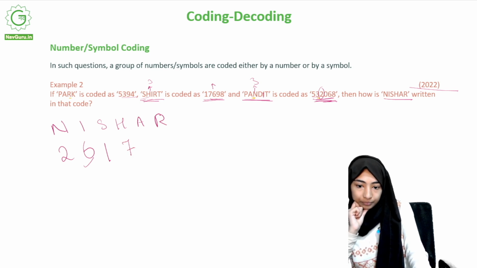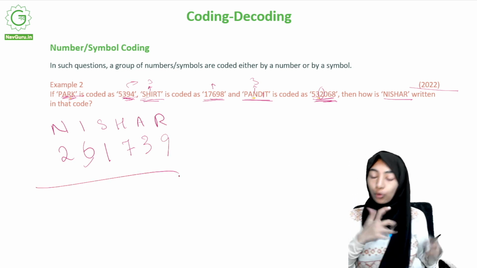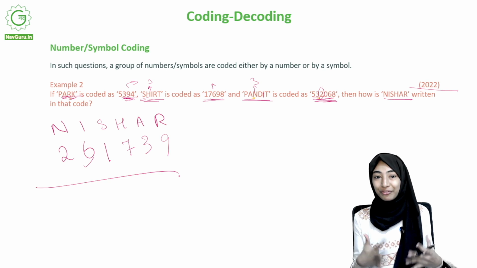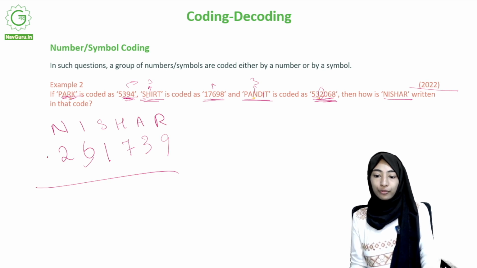What else? If you go to park, A is the second letter, the second number is a 3, so you get that. R is the third letter, the third number is a 9, so you get that. And so you have gotten the code. Again, you have gotten it without even finding the pattern. Okay, so this is how you do it.